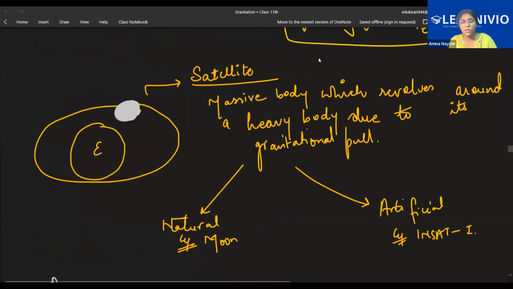Launching of satellite and orbital velocity, we have to start. Please write quickly. Let us complete a major chunk so that we are not left with any bits for this chapter.